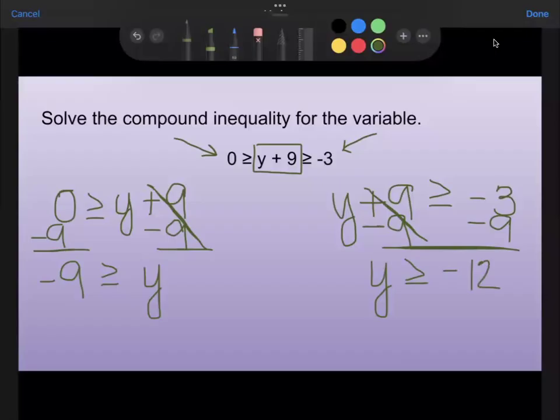So to finish my inequality, the y should stay in the middle, just like it is on my two solutions. And then I'm going to say that it is greater than or equal to -12, but it is less than or equal to -9.